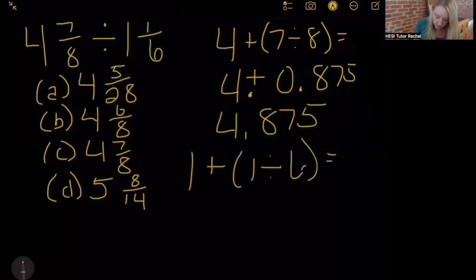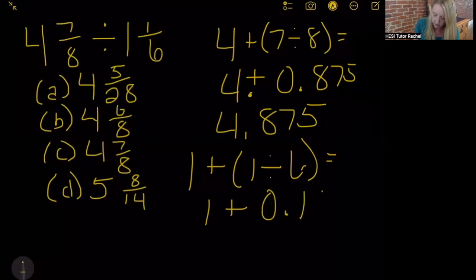And that is going to be 1 plus, when we plug 1 divided by 6 into the calculator, we've actually had this one before, we're going to get 1.6666667. We're just going to take it out to 4 decimal places. That is always going to work out for you for all the problems in the HESI. So just keep that in mind. That'll be your rule for all the HESI problems: go out to 4 decimal places.